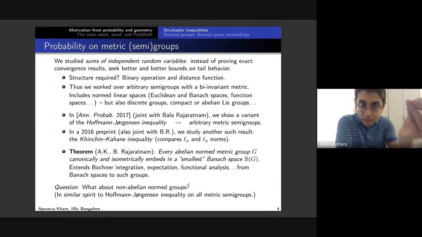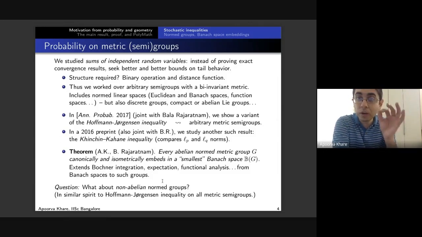And if I can prove that such an inequality holds, Khinchin-Kahane holds, which held over abelian metric groups, can it hold over a non-abelian metric group, normed group, a specific example of such a group, then maybe I can understand what techniques to try and use in the general case. So I said, let me try to look for some example of a non-abelian normed metric group on which I will try to prove this.